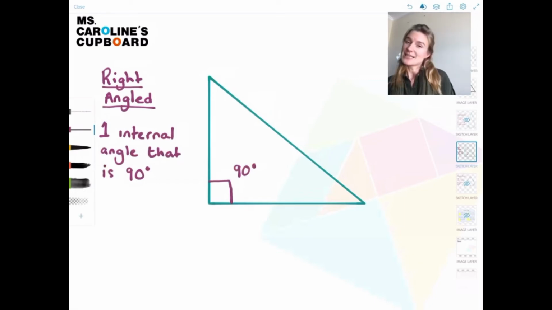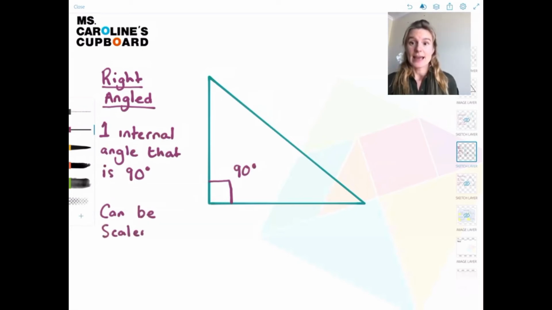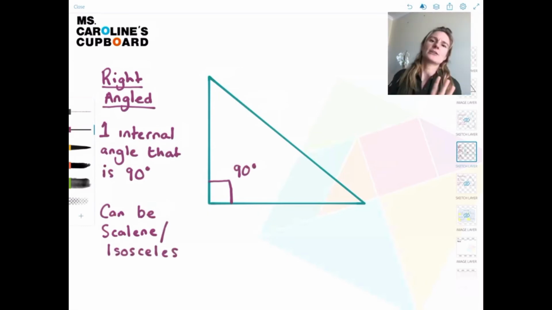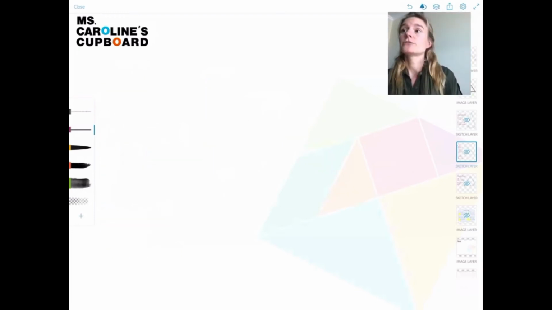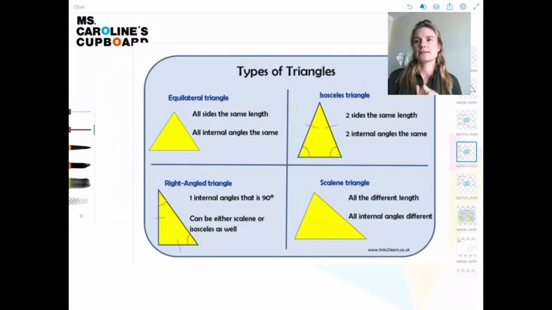Something else interesting about a right angle triangle is it can actually be a scalene triangle as well as an isosceles triangle. But if you see a right angle in a triangle, you can call it a right angle triangle. It could be a scalene or an isosceles as well as a right angle triangle. That's interesting, isn't it? But not every scalene and isosceles is right angled. It's just that a right angle triangle could be scalene or isosceles.